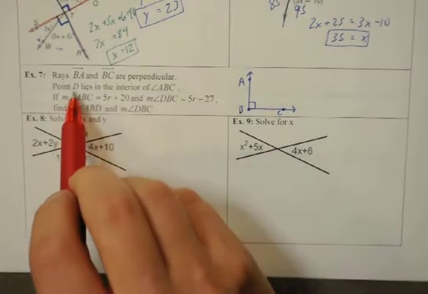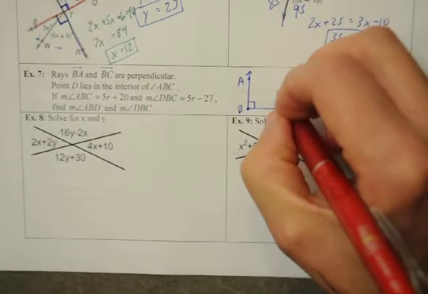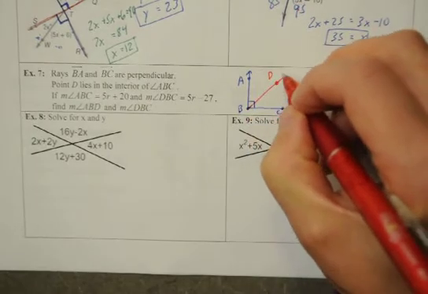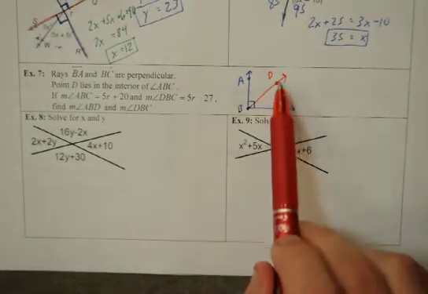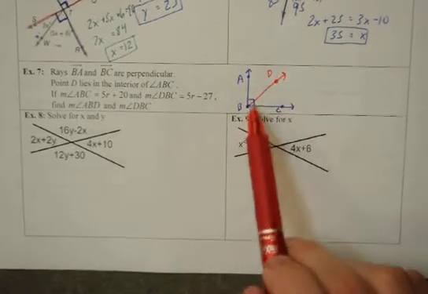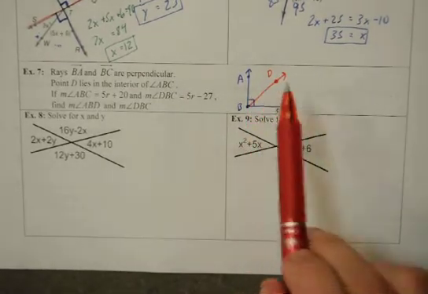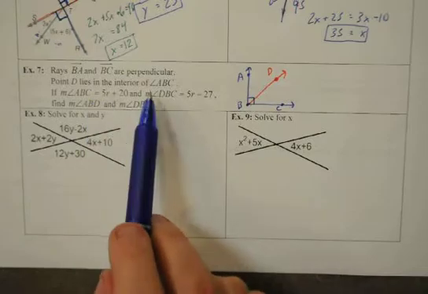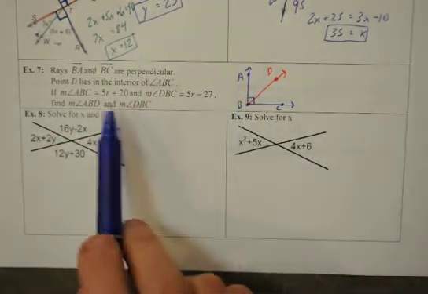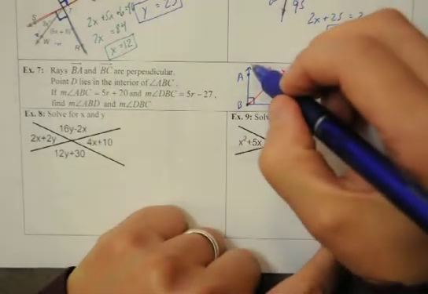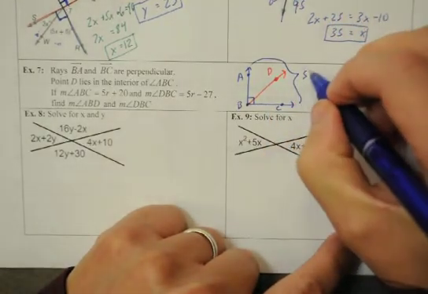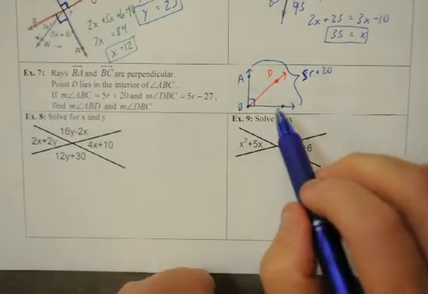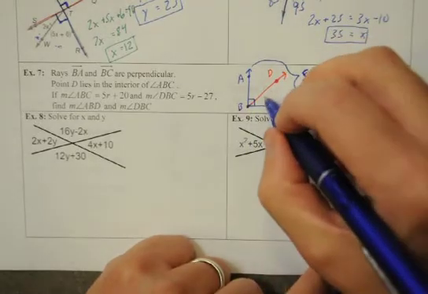Next, D lies on the interior of ABC, so we can put a D in there, and we got a new ray. Now, does it say that this bisected? Can we assume that this is 45 degrees and this is 45 degrees because 45 plus 45 is 90? We cannot make that assumption. But what we do know is that ABC is 5r plus 20. And DBC is 5r minus 27.